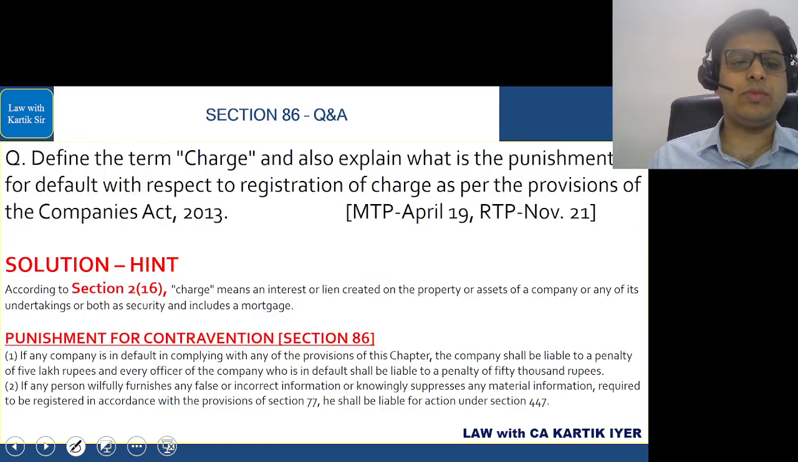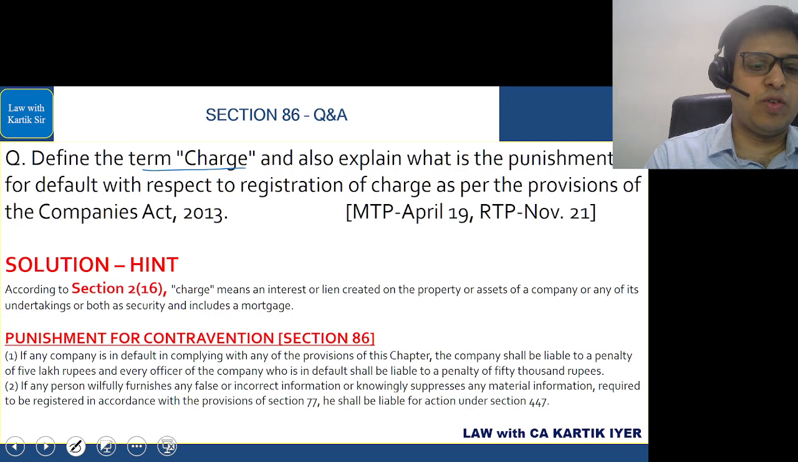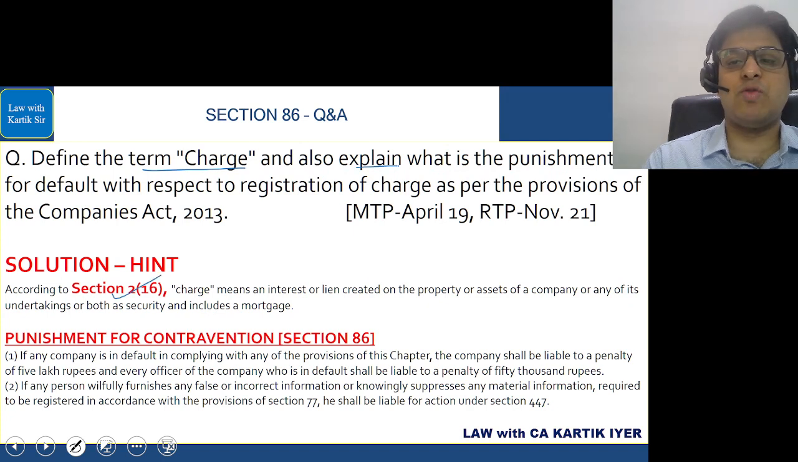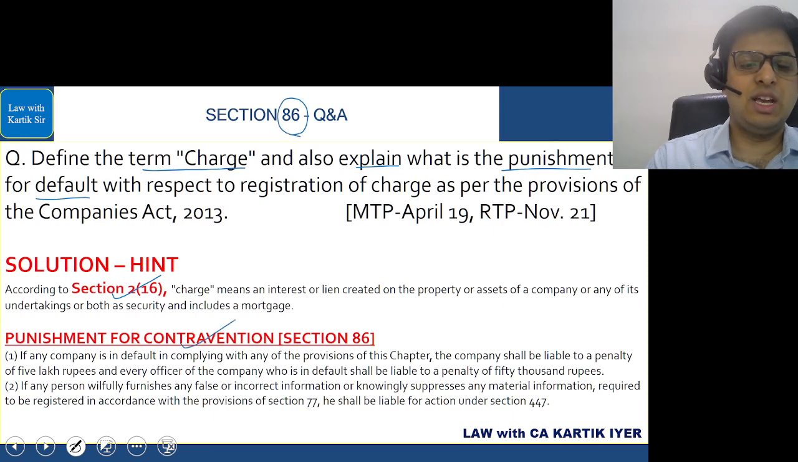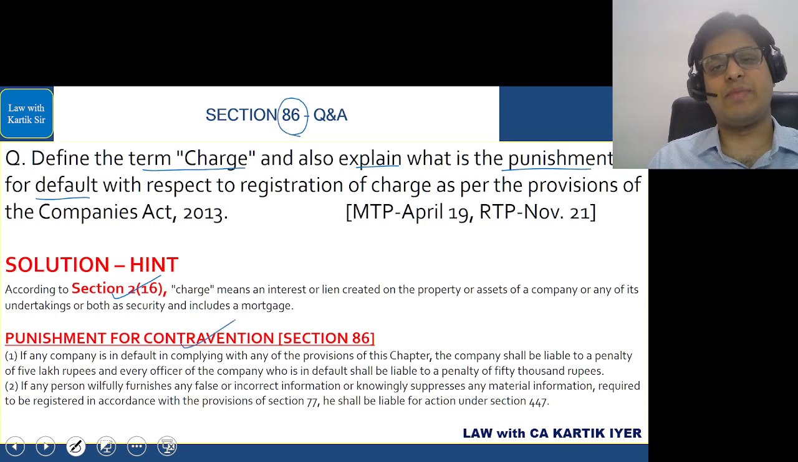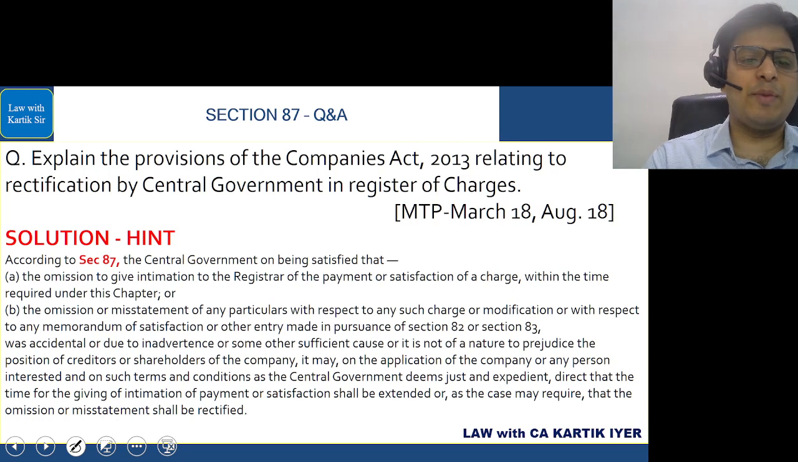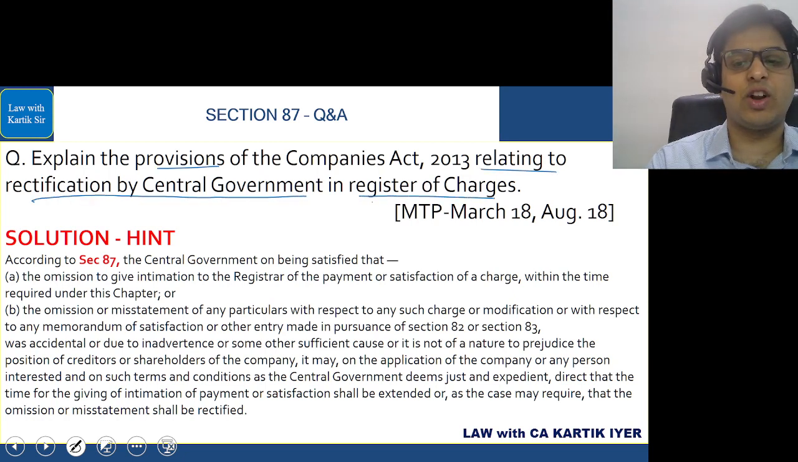Let's see this. Define the term charge, which you know very well, section 2 clause 16. Also explain what is the punishment for default. You know very well the punishment for default is given in section number 86. So that's section number 86 you have to write. As simple as that. Explain the provisions of the Companies Act relating to rectification by the Central Government in the register of charges.